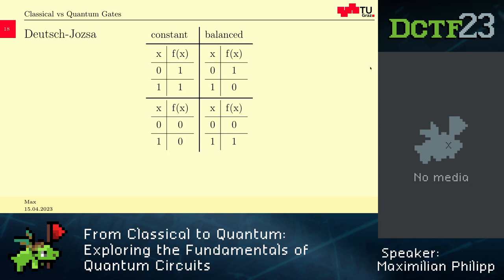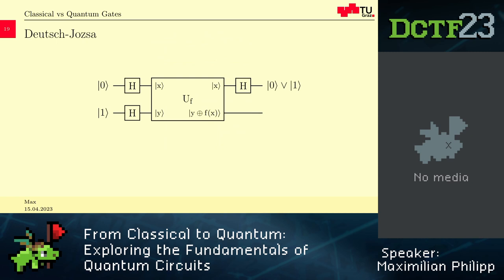And if we want to decide if a function that we're given, a function we don't know, is constant or balanced, we would need two inputs. We would first need to input 0 and then 1 and see what comes out. Now we're going to look at how we would go about doing this on a quantum computer. Well, we're going to use the same thing we did earlier. We're going to use a NOT gate to turn a 0 to a 1 for the lower input, and we are going to use a Hadamard gate to basically rotate them a little and balance them out.